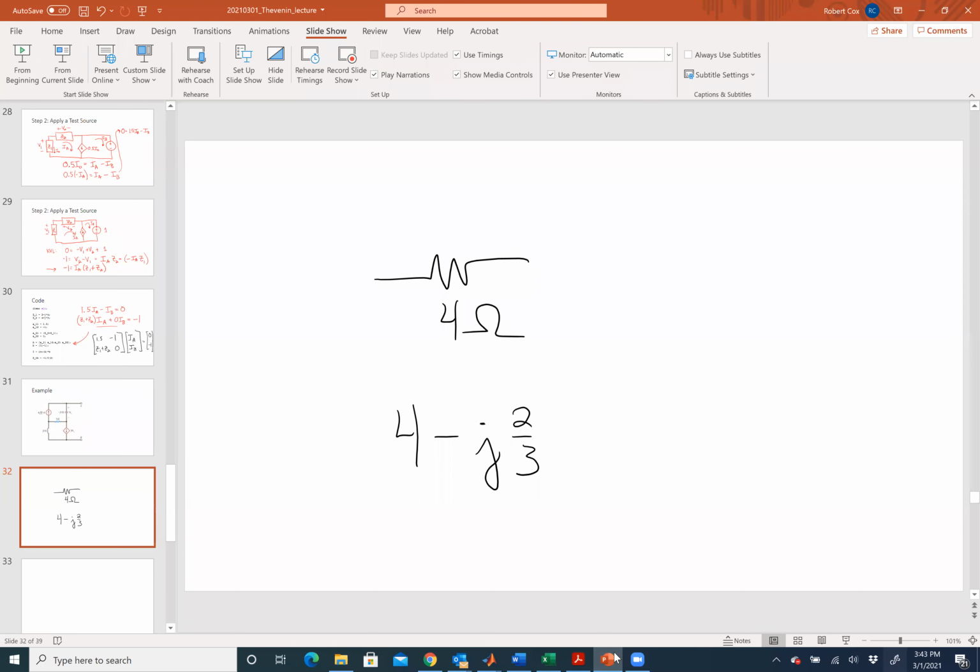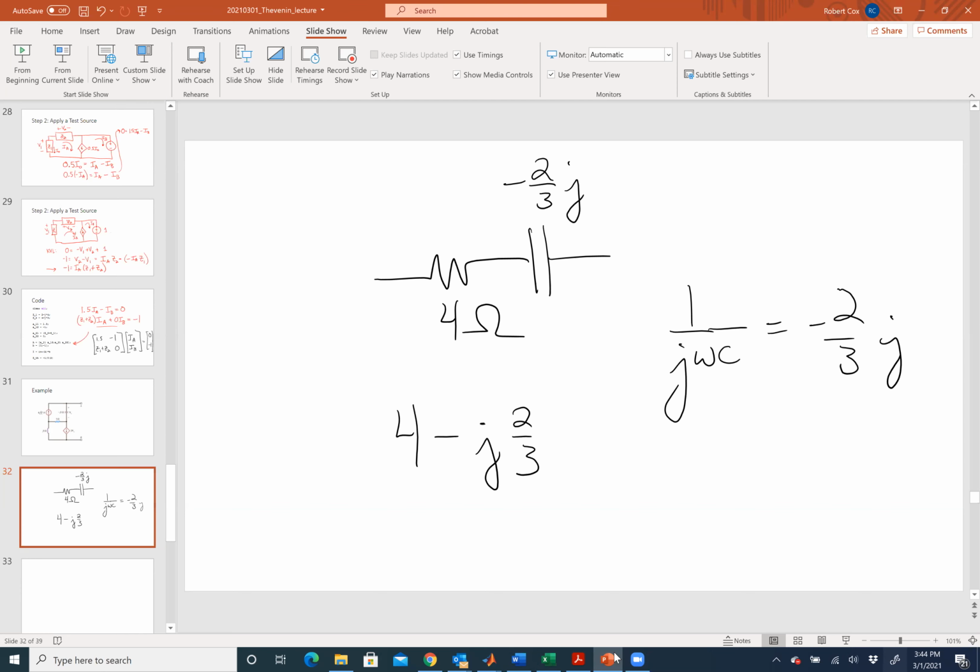what kind of device is that, minus 2/3 J? Capacitor. It would be a capacitor. And I could figure out what value that capacitor is by knowing that 1 over J omega C is equal to negative 2/3 J. And if I know what omega is, I can solve for the C value, if I needed to.